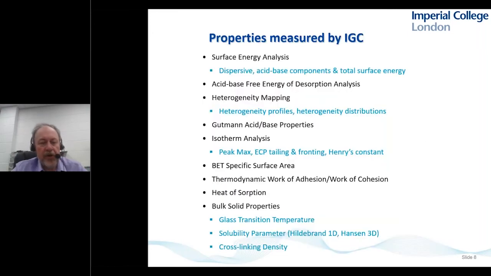There's a very wide range of properties we can measure. We're only going to talk about a couple today. We're going to talk a little bit about heterogeneity mapping, a bit about dispersive surface energies, and a bit about BET surface areas. But there's a range of different properties we can determine using these vapor phase molecules interacting with our material once we've packed it into a column.